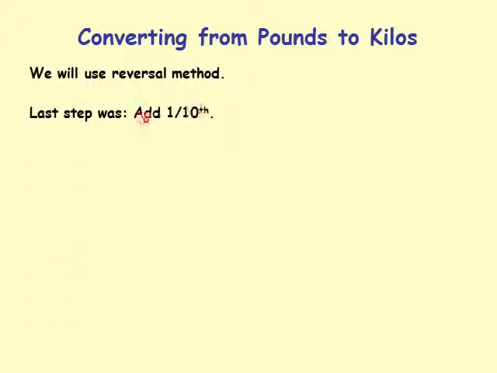Now let's go backward, converting from pounds to kilos. Now we'll use an approximation. We'll use the reversal method here. First, last time we did add a tenth. Okay, and to reverse, we have to subtract an 11th.